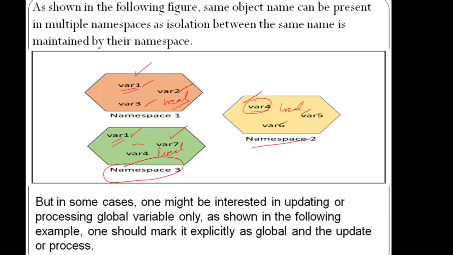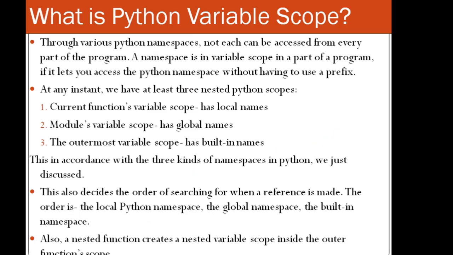So in some cases, one might be interested in updating or processing the global variable only. It means, suppose you want to update the variable 1 sitting at namespace 2. You can do so. We will see how we can do so. So we need to mark it explicitly as global, and then we can update or process it.